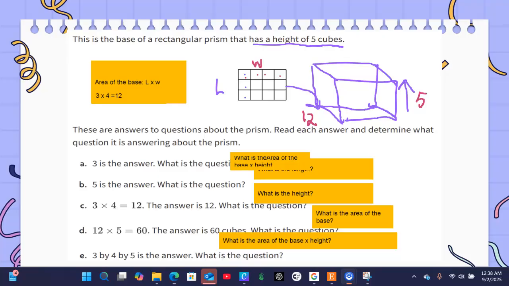So when you're doing these questions for your exit ticket, please make sure you're taking a look at the portion of what the number is that they're asking you for and what it represents. So again, when we go here, 3 is the length, 5 is the height, and then our other number would be 4, so that would make it a width. And then when we multiply our 3 times 4, that gives us the area of the base, and then we take our area of the base times the height, that would give us our volume.